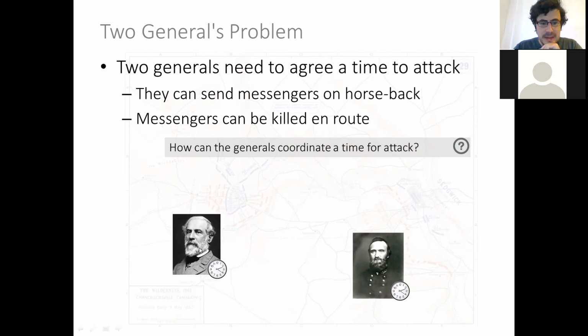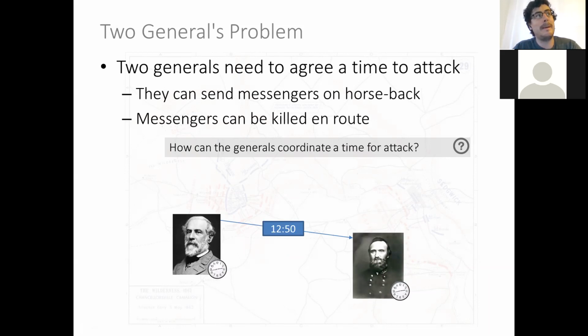So the issue is that, okay, let's say the first general could send a message: let's attack at 12:50. But now this general is like, okay, the messenger will have enough time to get there. The second general should get the message, right?